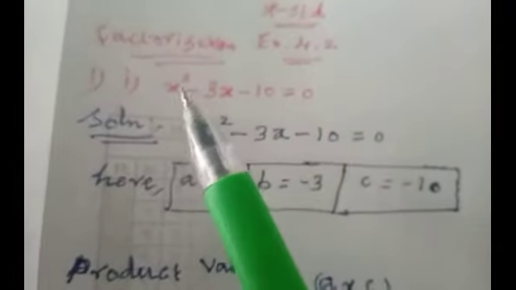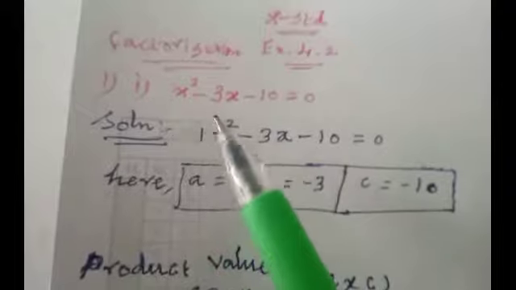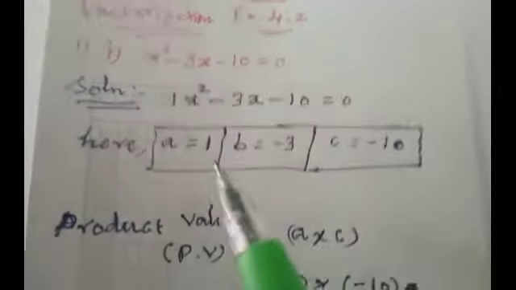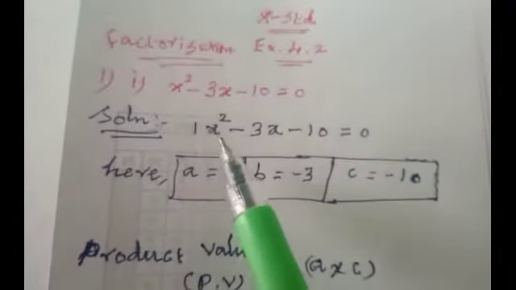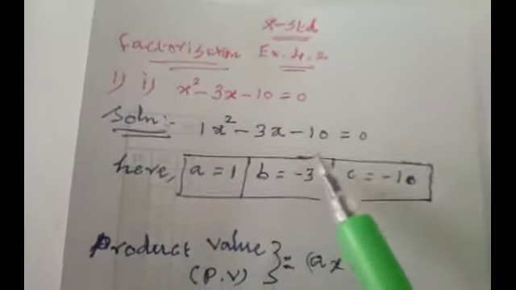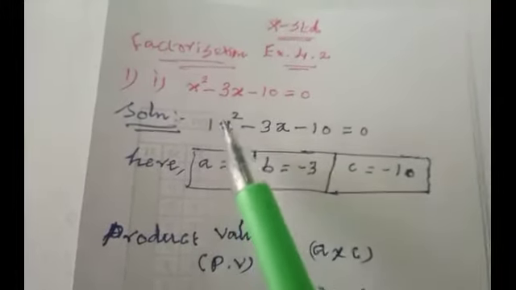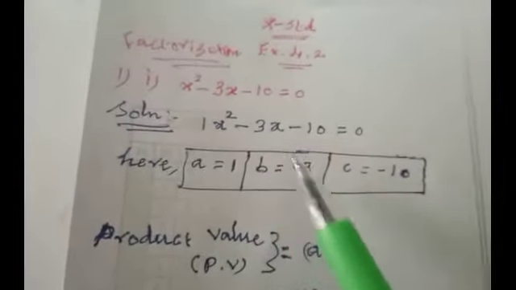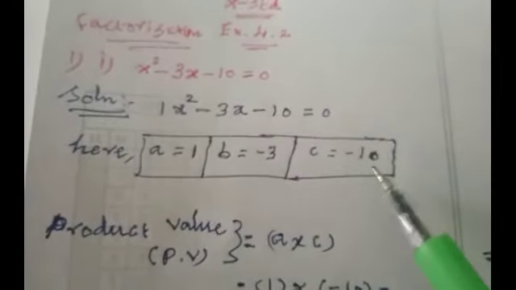Okay. Now let us take the first Roman letter in exercise 4.2, the first subdivision: x square minus 3x minus 10 is equal to 0. For the solution, x square is understood as 1x square. So 1x square minus 3x minus 10 is equal to 0. Here a is equal to the coefficient of x square, that is plus 1, b is equal to minus 3, the coefficient of x, and c is equal to the constant term, that is minus 10.